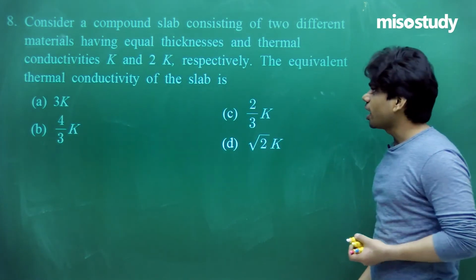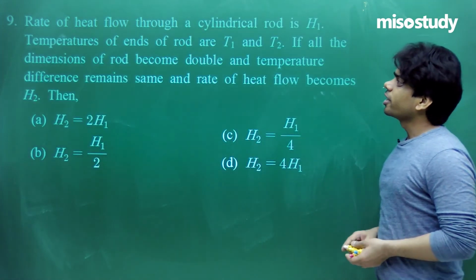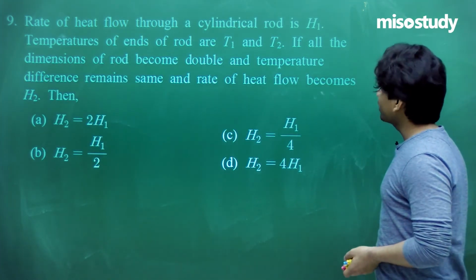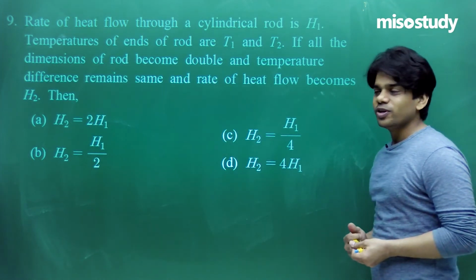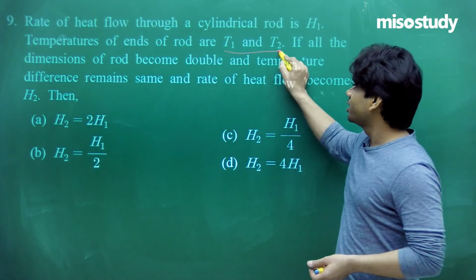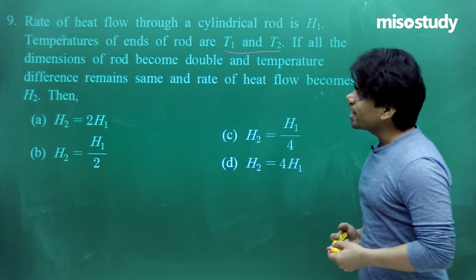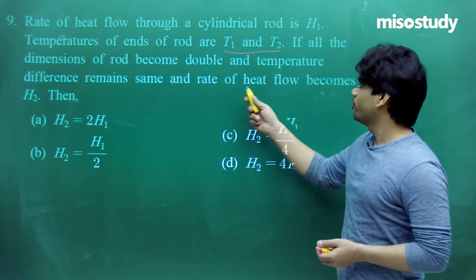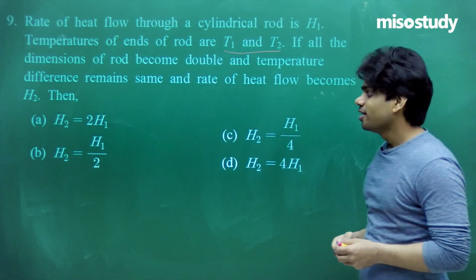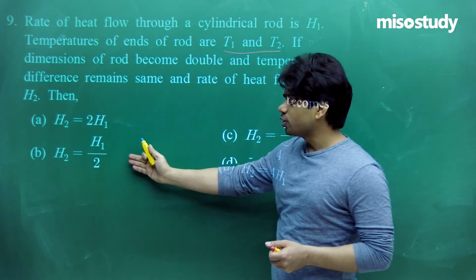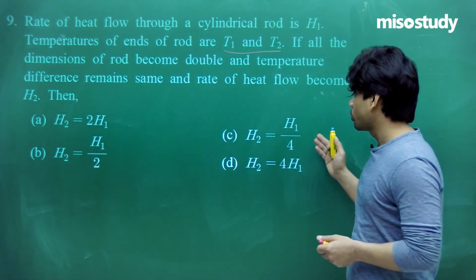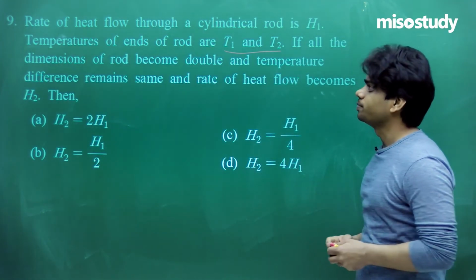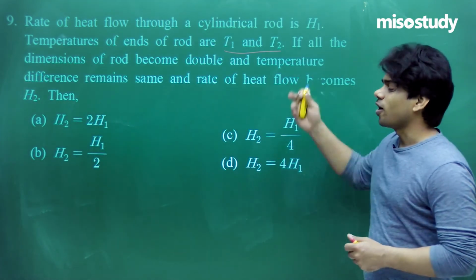Next question, question number 9. The rate of heat flow through a cylindrical rod is H1. The temperatures of the ends of the rod are T1 and T2. If all the dimensions of the rod become double and the temperature difference remains the same, and the rate of heat flow becomes H2, then A H2 equals 2H1, B H2 equals H1 by 2, C H2 equals H1 by 4, D H2 equals 4H1.